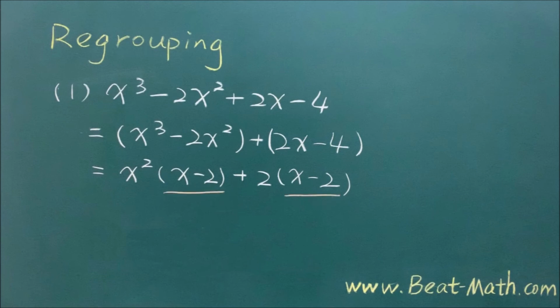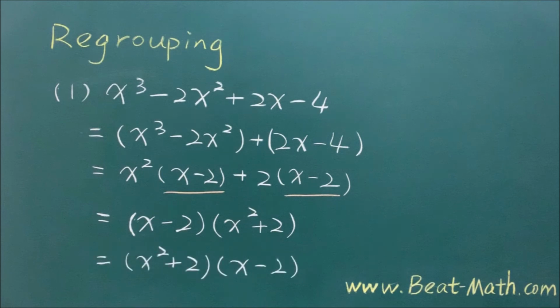Then we get the quantity of x minus 2 times the quantity of x squared plus 2. Remember, we normally put them with the highest power in front. Rearrange the items, we get the quantity of x squared plus 2 times the quantity of x minus 2. Isn't it an amazing method? Regrouping definitely makes factoring much simpler. Let's use this magical method to factor this.